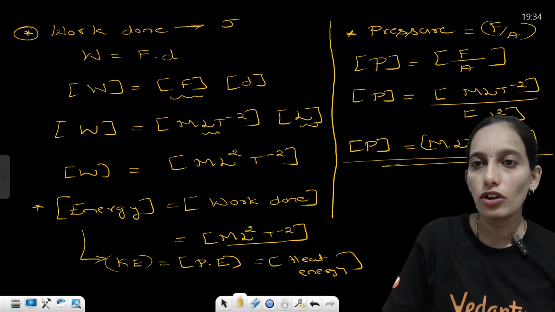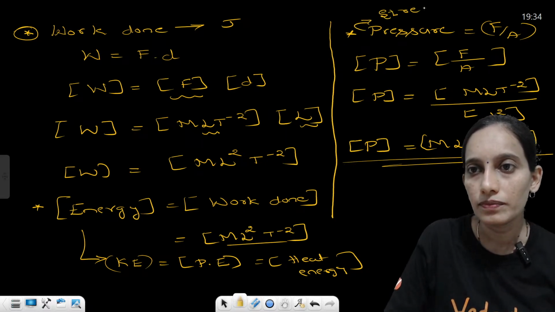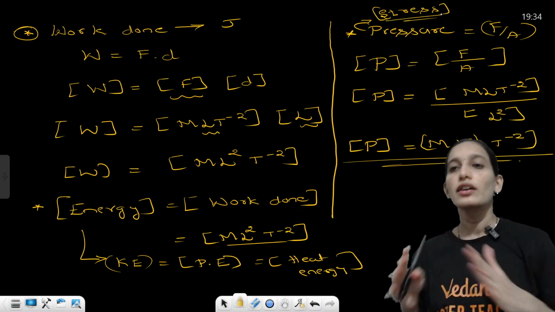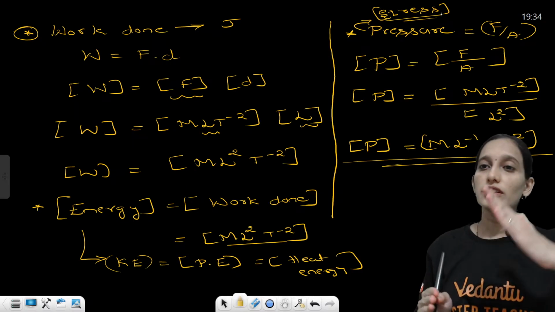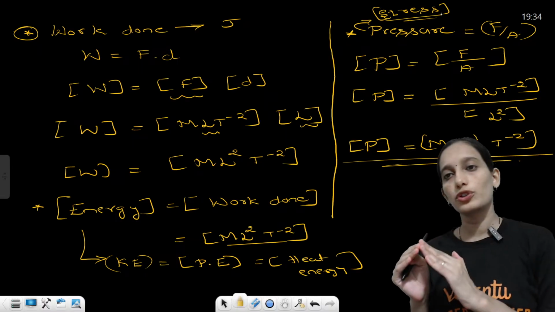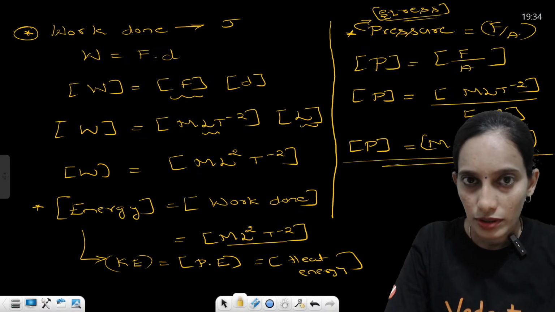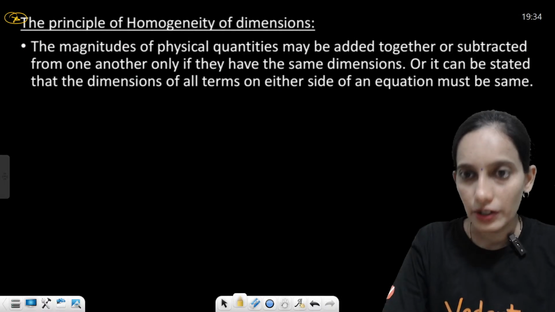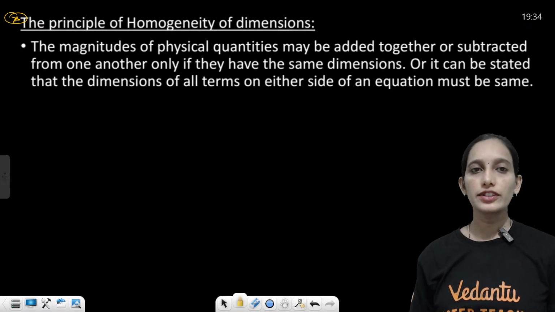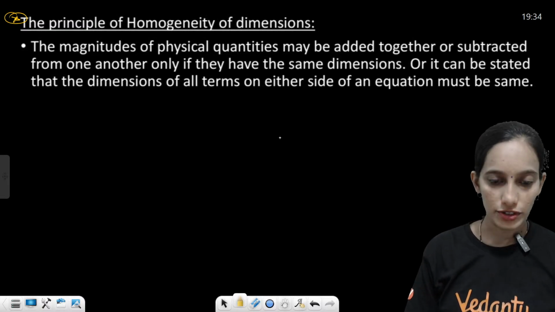And here I can also give you one more word. Sometimes the word stress is used. Okay, there's a slight difference in the meaning of stress and pressure, but for now, in terms of dimension, stress is also force by area, pressure is also force by area. Their dimensions are going to be the same. Okay, hope it is clear. Okay, so here it is, the next concept of principle of homogeneity of dimensions.